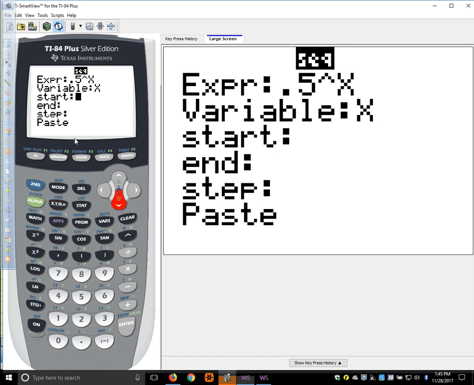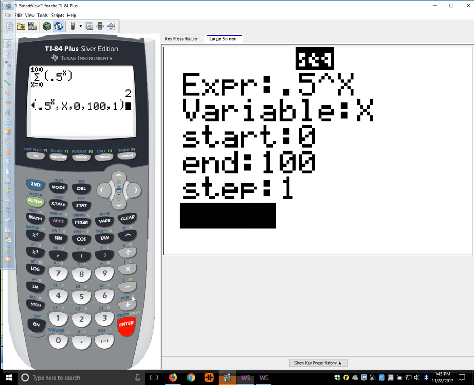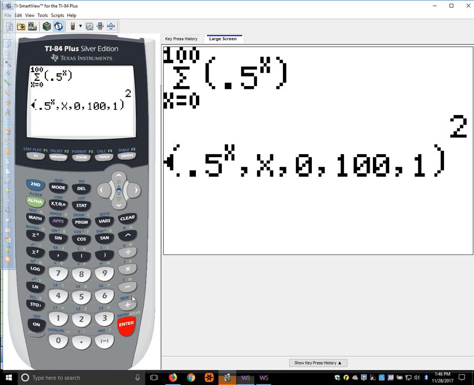And then you have to do the start. So we started at 0, comma, end, 100, comma. And then the step size, we want the step size to be 1. And then you close your parentheses above the 7. So when you're done, it should look like this. Sum, sequence, 0.5 to x, comma, 0, comma, 100, comma, 1, and your parentheses. Your comma is right above the 7.